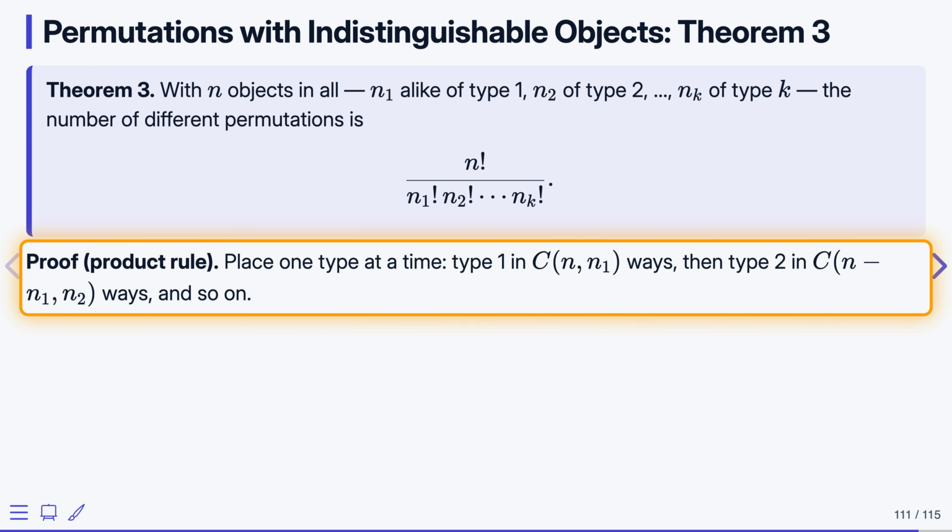The proof is the success example with letters instead of numbers. Place one type at a time. Type 1 takes C of n, n sub 1 ways. Then n minus n sub 1 positions are left, so type 2 takes C of that, n sub 2 ways. Keep going to the last type. The working is on the next slide.